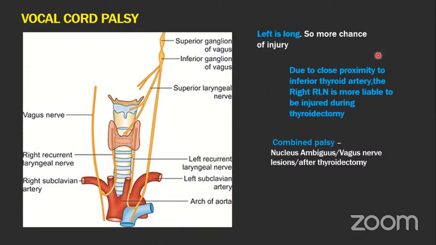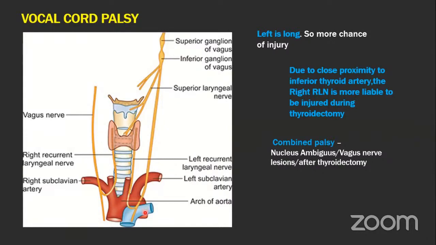And because of the close proximity, the right recurrent laryngeal nerve is more liable to be injured during thyroidectomy. This is tricky. In thyroidectomy, it is the right recurrent laryngeal nerve, because on the right side, it is more closely related to the inferior thyroid artery. So during thyroidectomy, there is more chance of injury to the right recurrent laryngeal nerve, and otherwise, because the left is long, there is more chance of injury to the left recurrent laryngeal nerve.